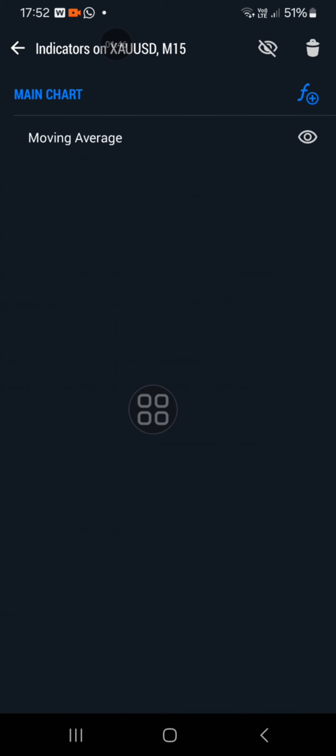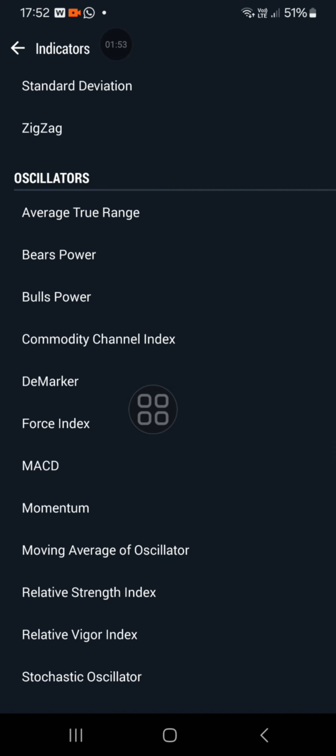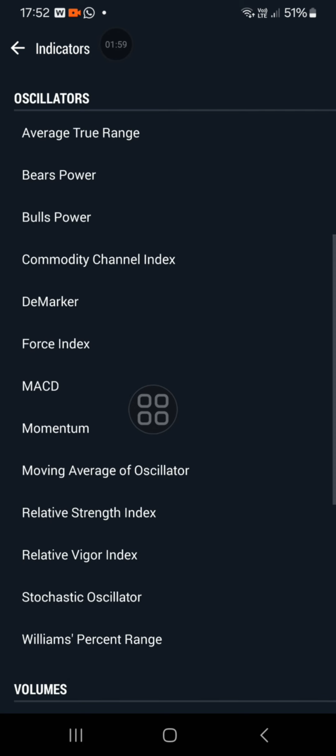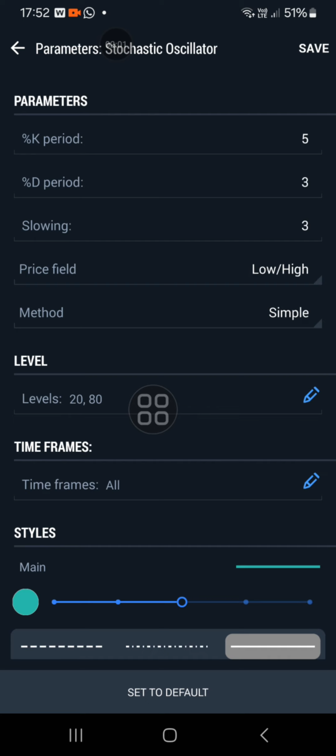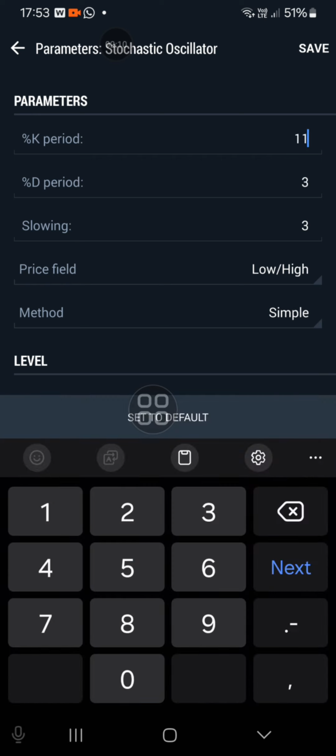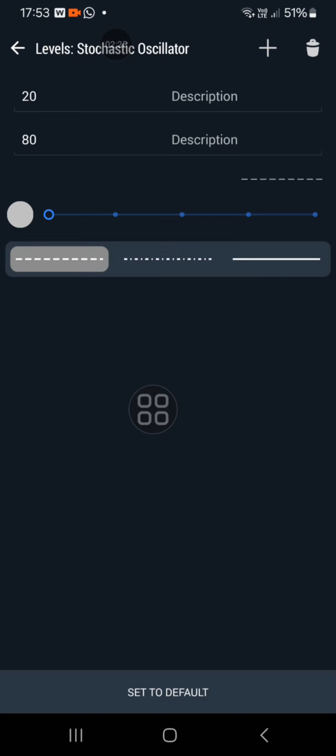Then we're gonna go again to this icon. Then we're now going to go on oscillators. On oscillators, we're interested in the stochastic oscillator. Then you're gonna click the stochastic oscillator. What you're gonna change is the percentage K period. On the percentage K period, you're gonna put 10. Then the rest remains the same. The percentage D period remains at 3. Slowing at 3. Price field low over high. Method simple. Then on the levels, we are interested in level 20 and 80.